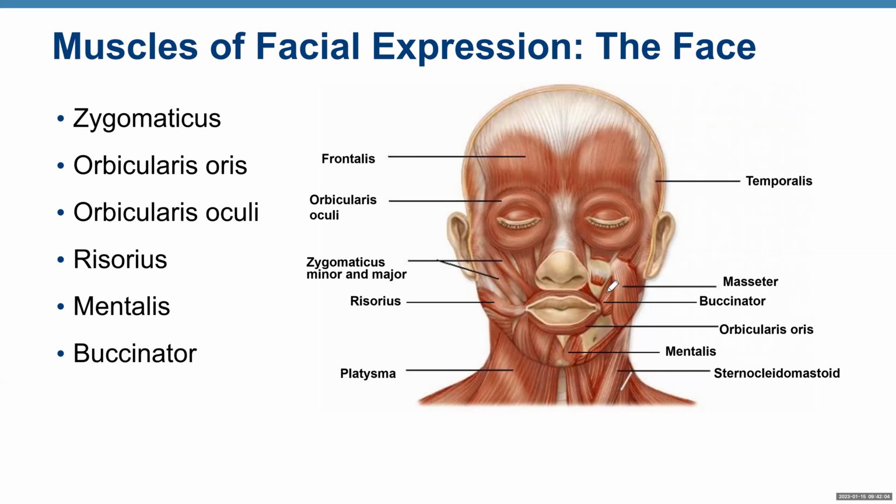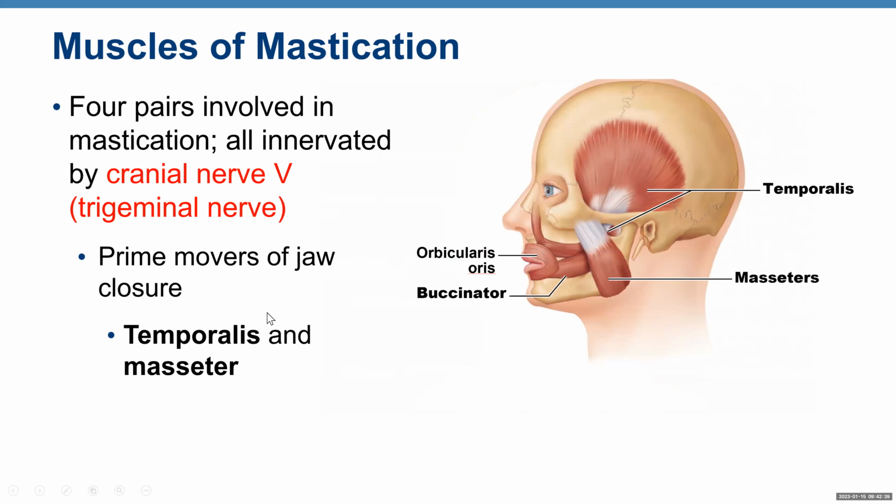Buccinator, that's the muscle of your cheek, right? And oh, I missed our zygomaticus muscle. So here's our zygomaticus muscles, minor and major. And what they do, those are your smiling muscles. Right, so again: zygomaticus, orbicularis oculi, orbicularis oris, risorius, buccinator, mentalis, frontalis. Some of the muscles, not all of them.